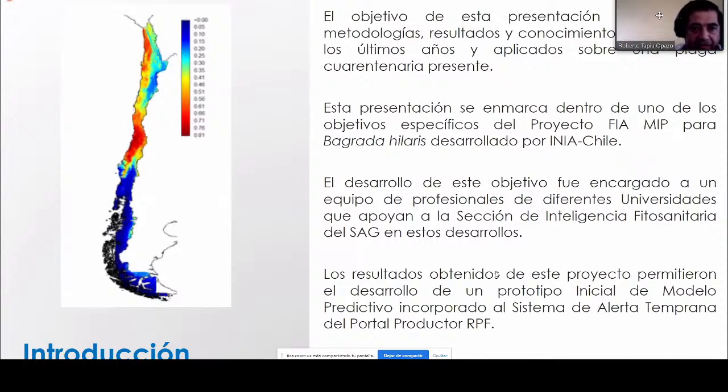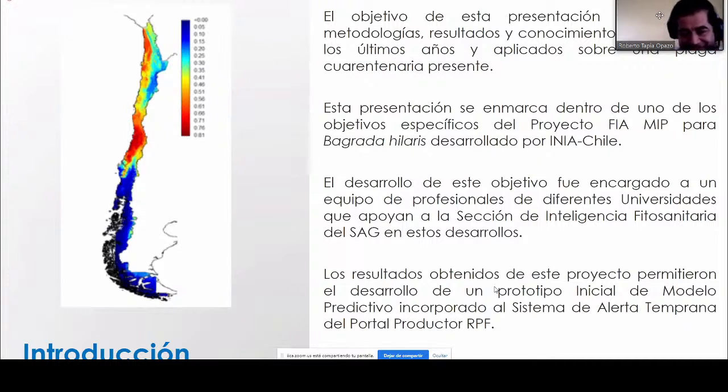So the objective is to share methodologies, results, and knowledge that we've acquired in the past years with a quarantine pest that we have. This presentation is part of our specific objectives of the integrated pest management for Bagrata hilaris under INEA Chile. This objective is developed by a team of professionals from different universities supporting the section of phytosanitary intelligence in SAG. And the results have helped us develop an initial prototype for a predictive model incorporated to our early warning system under our producers portal RPF.